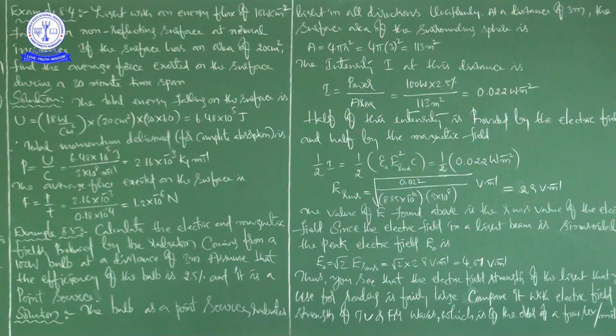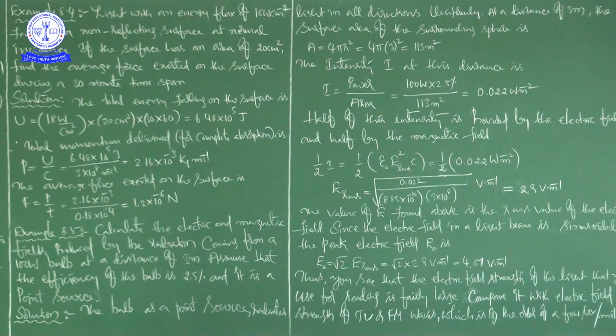I hope you know what a point source and an extended source are. A point source is, for example, a tungsten filament bulb, the 60 watt and 40 watt candle bulbs we used in olden days. An extended source is a tube light. Tube light is the example of an extended source. Assume that the efficiency of the bulb is 2.5% and it is a point source.